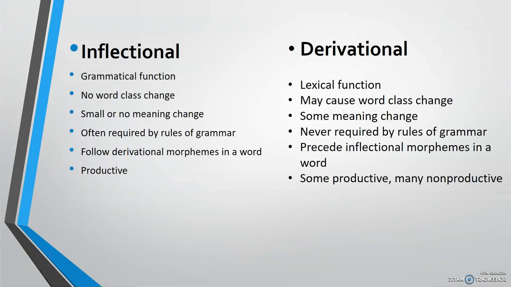Here is a summary. Inflectional morphemes have a grammatical function, no word class change, small or no meaning change, are often required by rules of grammar, follow derivational morphemes in a word, and are always productive. Derivational morphemes have a lexical function, might cause a word class change, some meaning change, are never required by rules of grammar, precede inflectional morphemes in a word, and some are productive and many are non-productive.